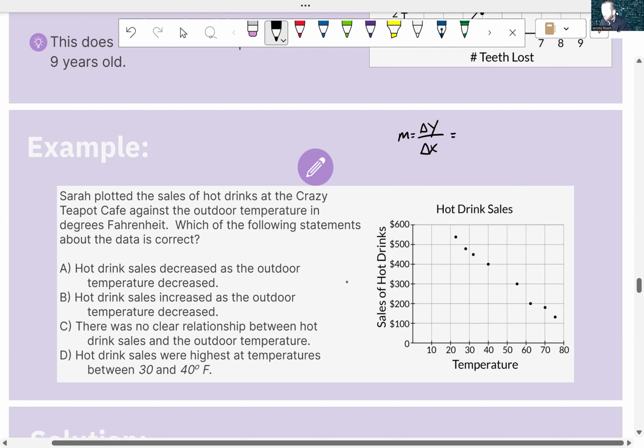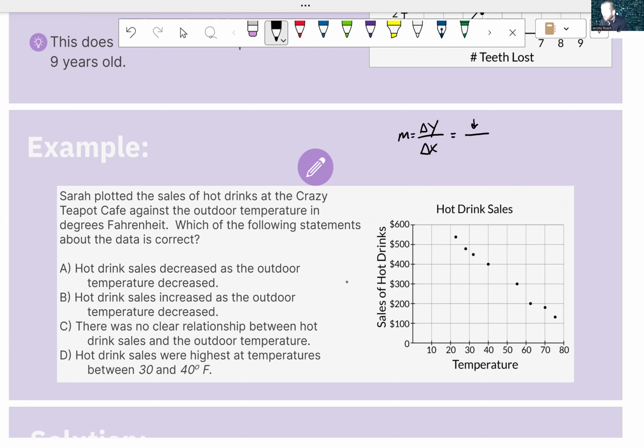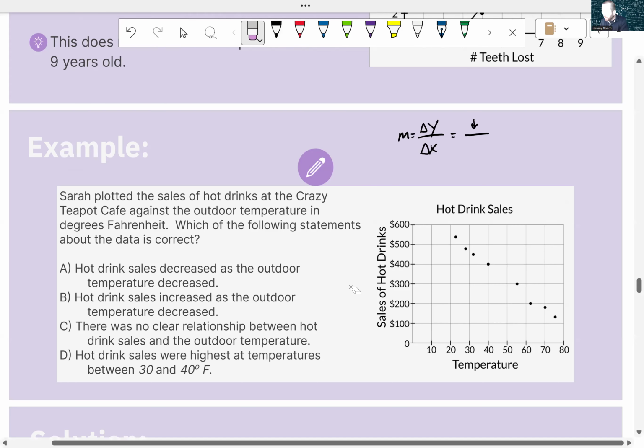So as Y decreases, X increases. Because one is going down and the other one is going up, maybe I should say it like this, but X does go left to right typically. But anyway, as Y goes down, X is going up. And so this is a negative correlation. Now we have to see what that actually means in terms of our choices from the multiple choice.